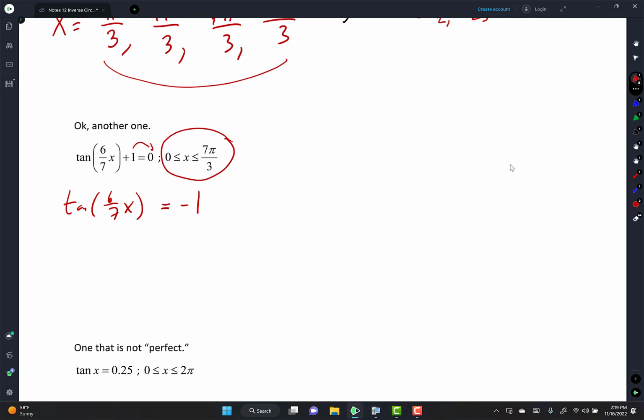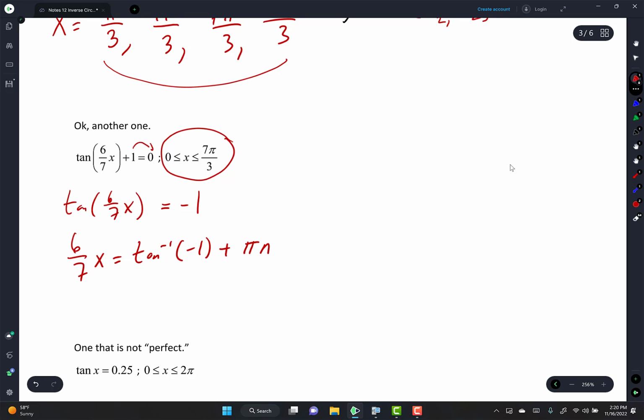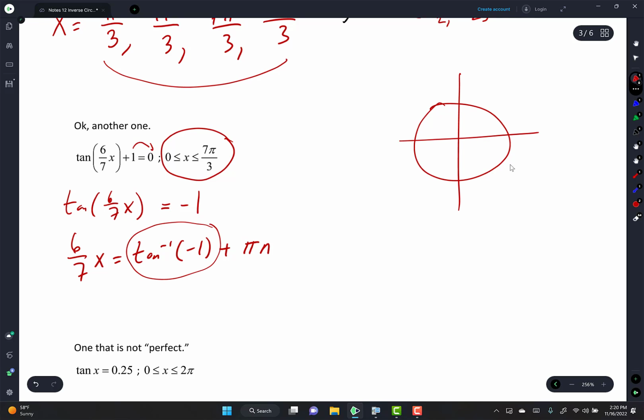Then I'm going to go ahead and do inverse tan to get rid of that tan there, guys. So I have 6/7 x equals inverse tan of negative 1 plus pi n. Are we still okay? All right. On the unit circle, tan, if this was not a perfect coordinate, I would just take my calculator and do it real quick on that one. But it is a perfect coordinate.